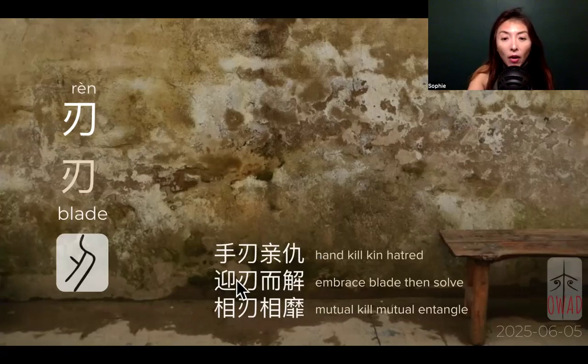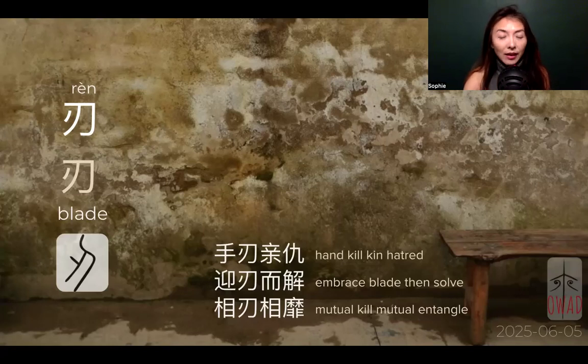So 迎刃, we're talking about your embracing the blade. 迎 means embrace, but in this case, it means you orient the blade in the right direction so that the object of this blade, or the recipient of the blade, is as if they are embracing it. 而解 is a connecting word. So 迎刃而解 oftentimes has nothing to do with killing. It means problem solving. It means if you orient your resources correctly, seemingly difficult situations can be resolved easily.